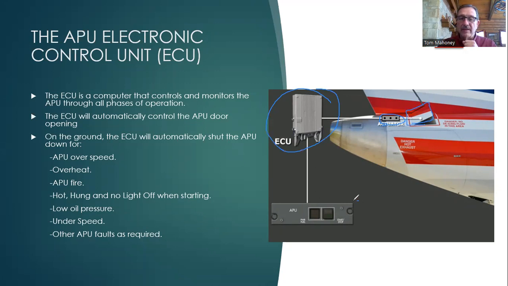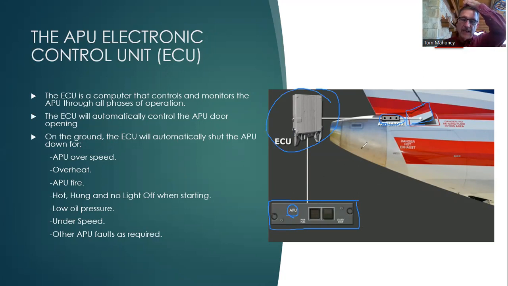And it also tells this panel here what to do when you start selecting buttons to get the APU started. This panel is located on the overhead panel in the cockpit of the aircraft. It's what we call our APU panel, APU start panel. It's how we control starting the APU and shutting the APU down when necessary.